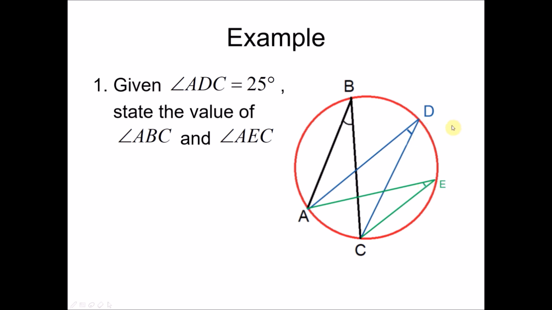Of course, if you apply the properties, since these three angles are angles at the circumference, that touch the circumference, and they are subtended by the same minor arc AC, this angle and this angle are equal. Since ADC is 25, angle ABC is 25, and angle AEC is also 25.